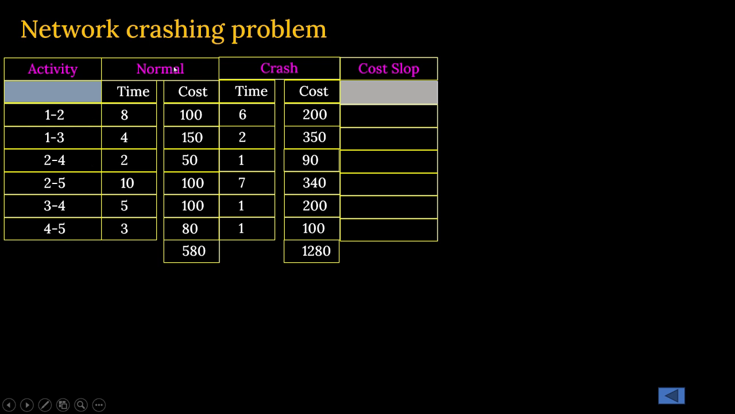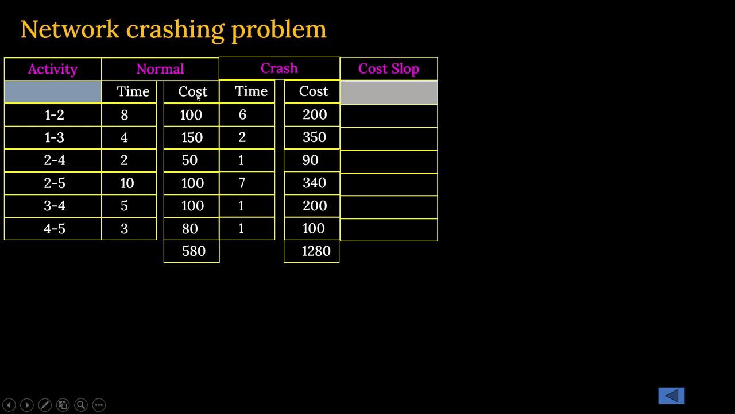And their corresponding normal time. That means to complete the activity 1 to 2, you require 8 days or 8 hours, whichever way you say. But the normal duration is 8. Similarly, for 1 to 3, the duration is 4. Normal duration for 2 to 4 is 2 days. Similarly, for 2 to 5, 10 days. For 3 to 4, 5 days, and for 4 to 5, 3 days.